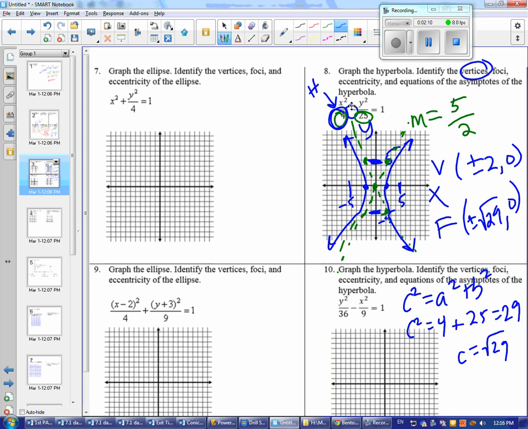The eccentricity is c over a. So radical 29 over 2. Notice the a is 2, not 4. That denominator is a squared.